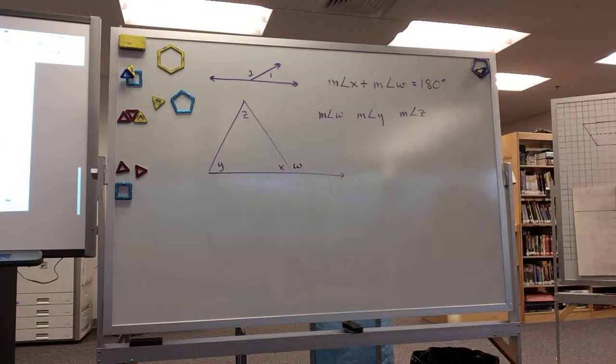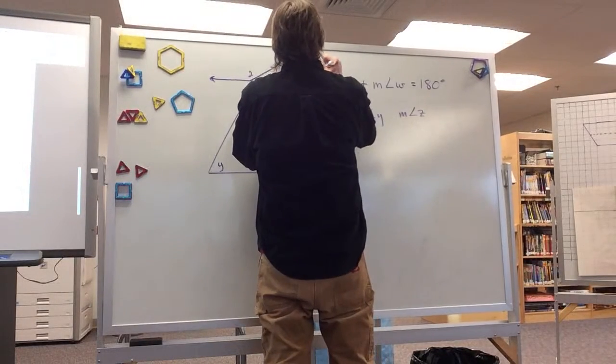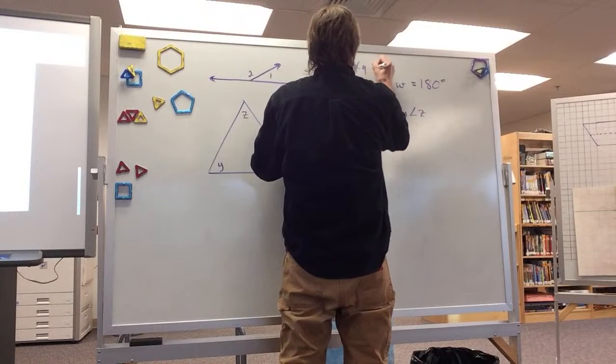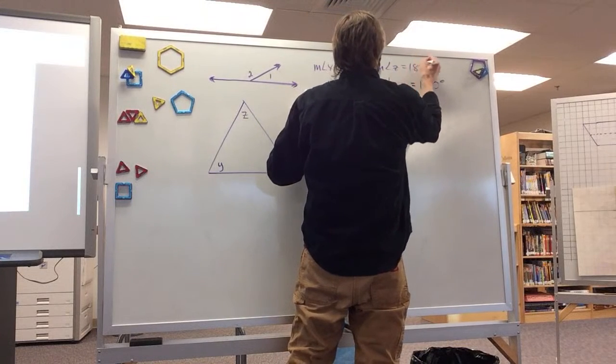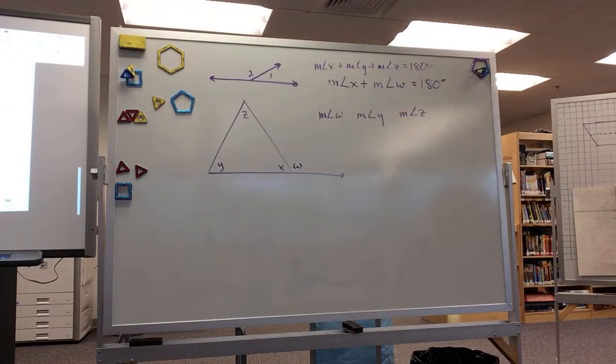Z, Y, and X, they add up to 180. The measure of X, the measure of Y, the measure of Z is 180 when added together. That's the triangle sum property. And then we have supplementary angles. So we can say the measure of angle X plus the measure of angle Y plus the measure of angle Z is also 180. And if we write them that way, and we look at them, maybe we see something else. Maybe we look at the picture and see something else.